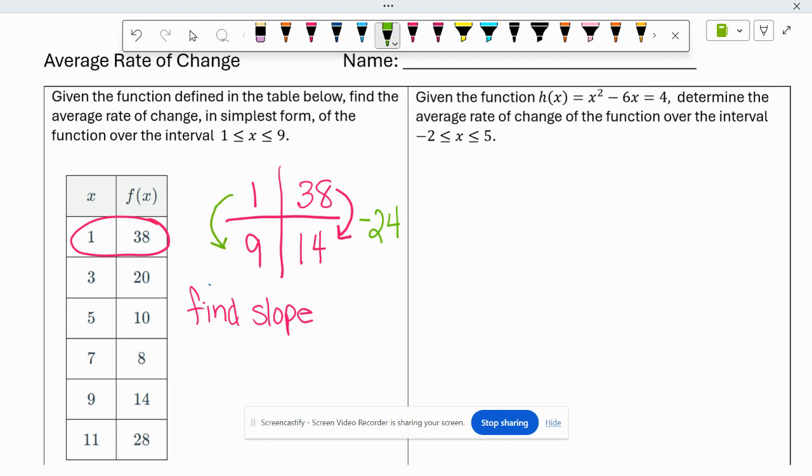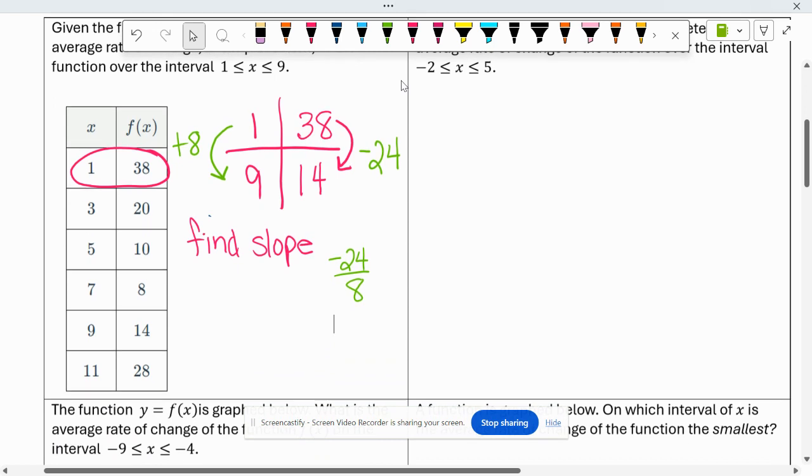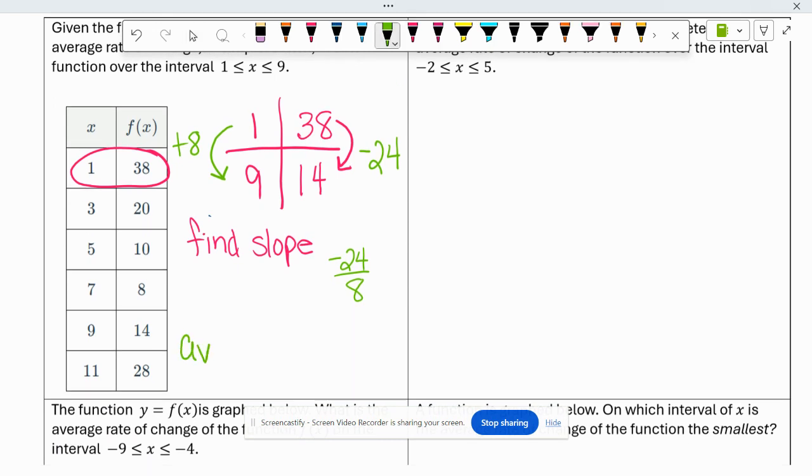What about on the x side? Is x getting bigger or smaller? How much? By positive 8, right? If it's getting bigger, we add. So change in y over your change in x. -3. So your average rate of change is -3. Yeah, AVE, sorry.